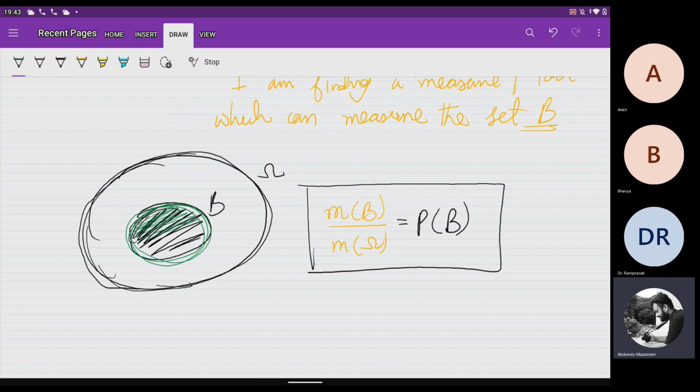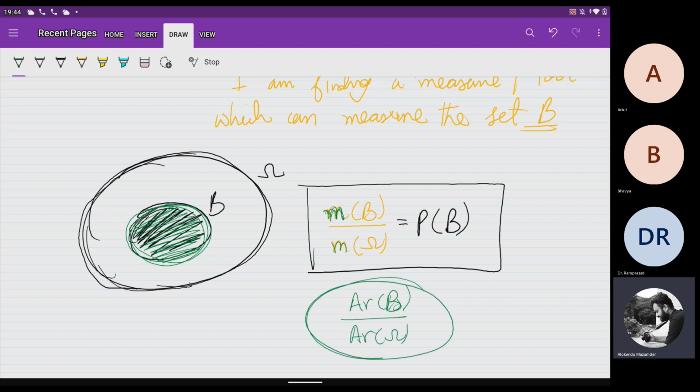Now, can you vaguely think of some measure M? In this case, what can be a good measure? Can you think of any measure? Area enclosing B. Yeah, that can be one of the measures. So area enclosing B by area of omega.